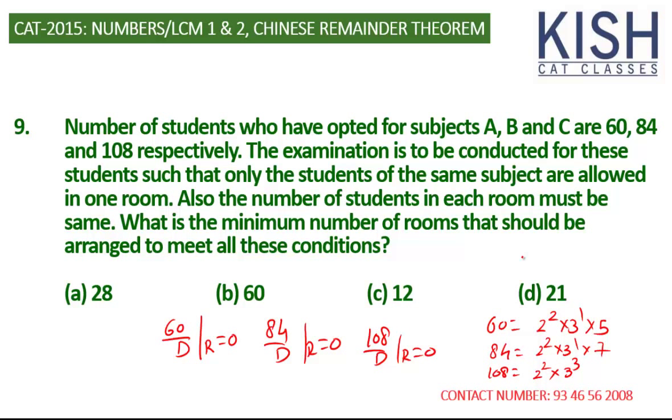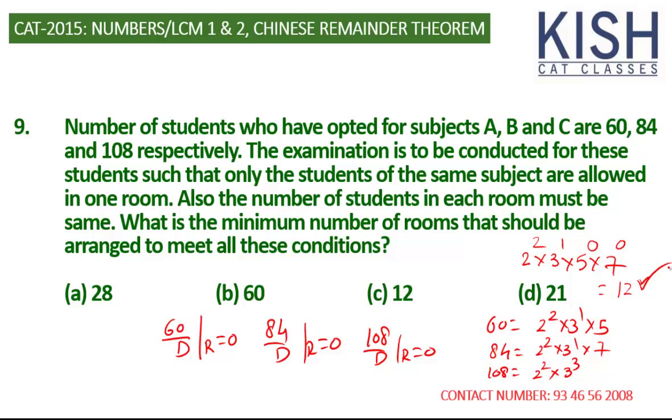We have 2 presented here, 3 presented here, 5 presented here, 7 presented here. What is the least power of 2? That is 2. What is the least power of 3 presented? 1. What is the least power of 5 presented? 5 is not presented in 108, so that's going to be 0. What is the least power of 7? 7 is not presented in 60 or 108, that's going to be 0. So it means it is 2 square into 3 power 1. That is going to be 12. So 12 is the divisor. 12 is nothing but the number of persons.